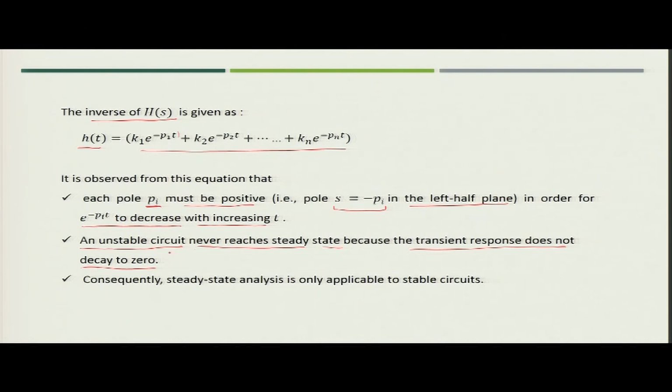Then what will happen? This will never reach its steady state value, because e to the power lambda t is always rising; it is not exponentially decaying, it is exponentially rising. So in that case the transient response will not decay to 0. So the steady state analysis is only applicable to stable circuits.